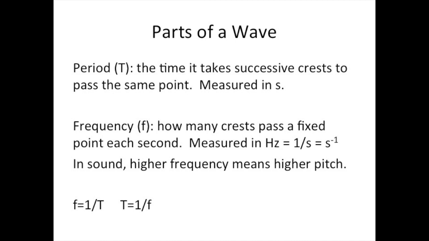Okay, and then the frequency is how many crests pass each second. So it's actually the inverse of the period. Take the period and then flip it, 1 over, and that gives you the frequency. And you can tell by the units, the unit for frequency is hertz. And hertz are 1 cycle per second.